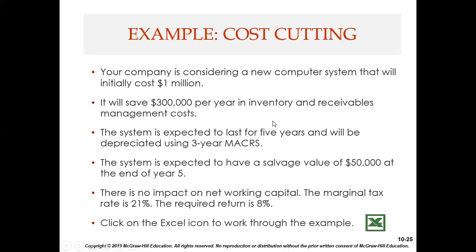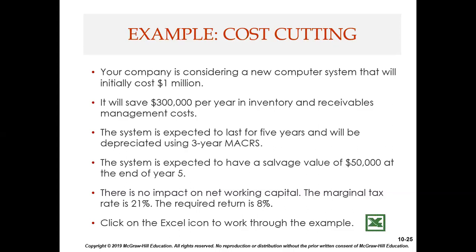Your company is considering a new computer system. It will initially cost $1 million. So if you want to jot any of this down, you can. We're going to go to an Excel spreadsheet as well to show you how you can quickly do these computations. If you want to use Excel, you're more than welcome to use your calculator. This new machine is going to save $300,000 per year in inventory and receivables management costs. The system is expected to last for 5 years and will be depreciated using 3-year MACRS. This system is expected to have a salvage value, though, of $50,000 at the end of year 5.